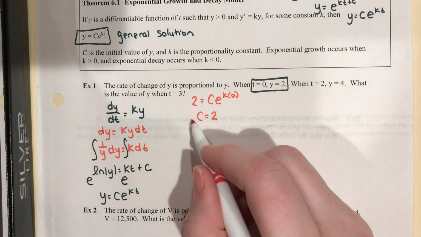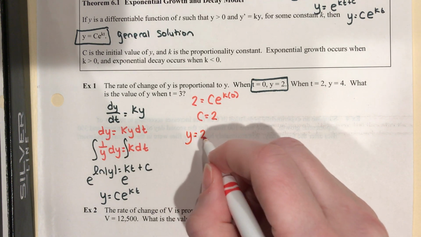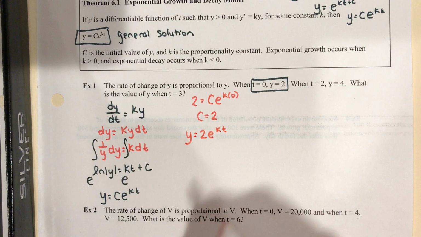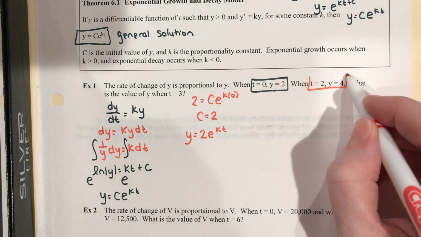I'm going to take that and write a new general solution. Y equals 2e to the kt. I know a little bit more information about this. So now I'm going to use my second set of givens.